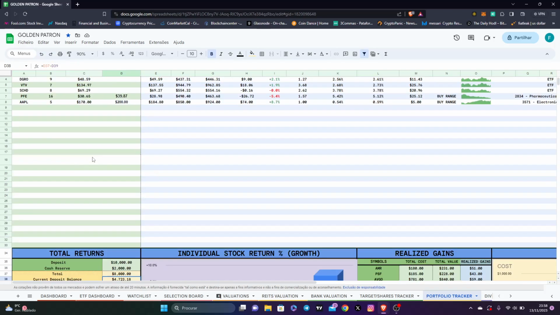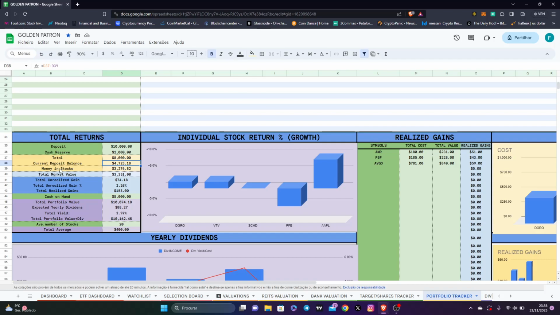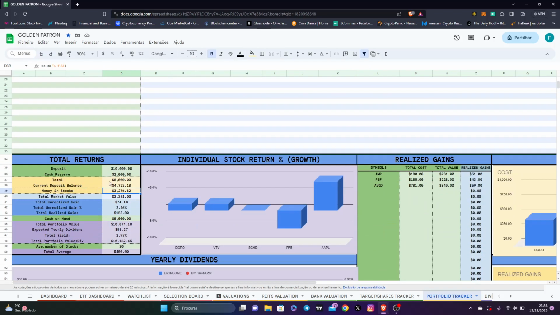And then what we have over here is the current deposit balance. This is because I've already allocated some cash over here, and the money in stocks. The money in stock is $3,276, and this is practically the total money that we have to allocate to stocks, plus or minus what we already added to the portfolio. So this would be our remaining balance, the current deposit balance.